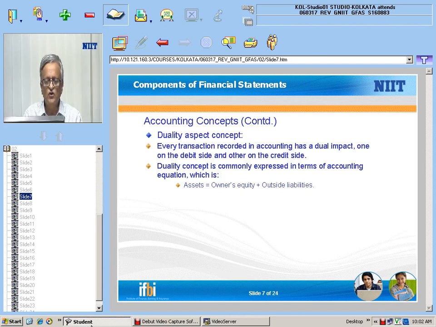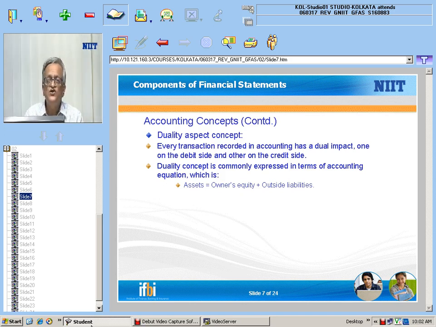So this is called the duality. This is what we call the duality aspect. So asset is equal to owner's equity plus liability. All assets are in debit balance and all liability and equity are in credit balance. So the debit side is equal to the credit side.